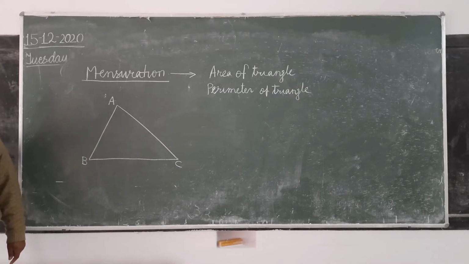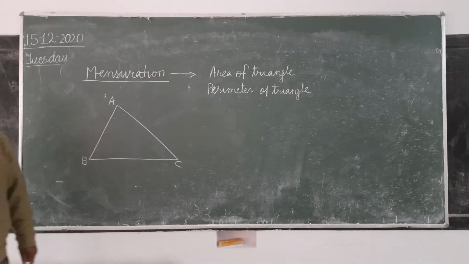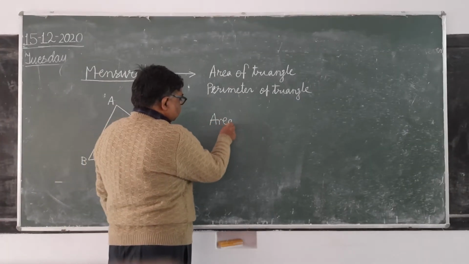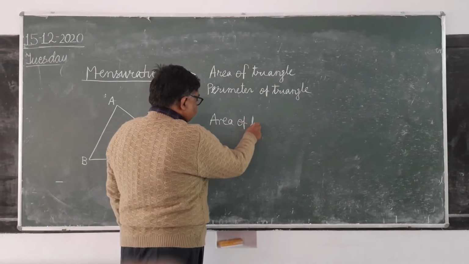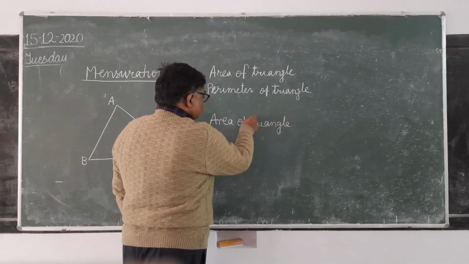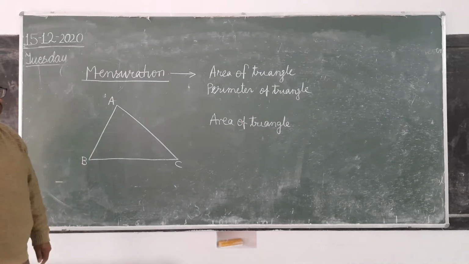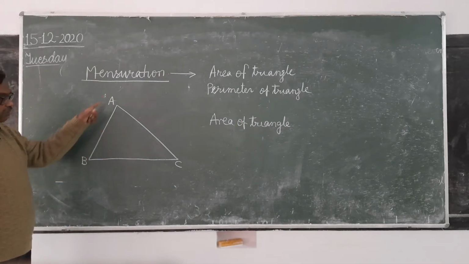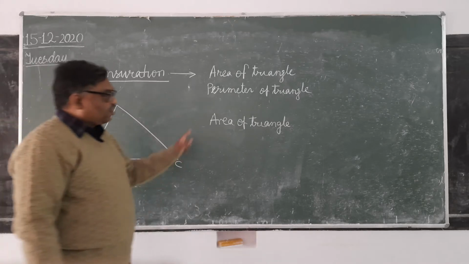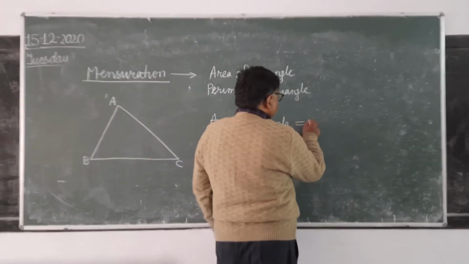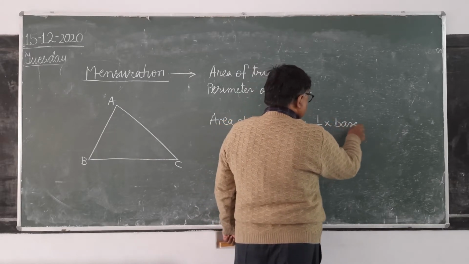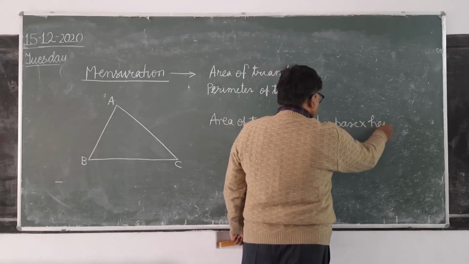What is the formula of the area of a triangle? 1/2 base into height. This is the area of the triangle. Area means the total space enclosed by that plane figure, the triangle. The total space enclosed by these three sides. So see here, the area of a triangle, what is the formula? 1/2 base into height.